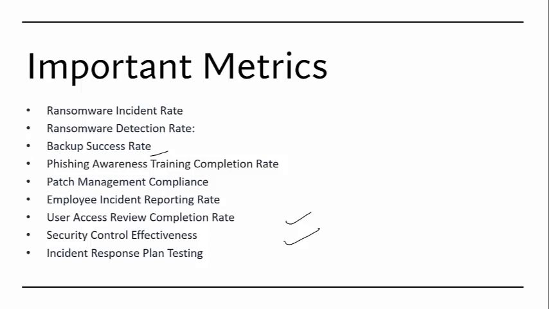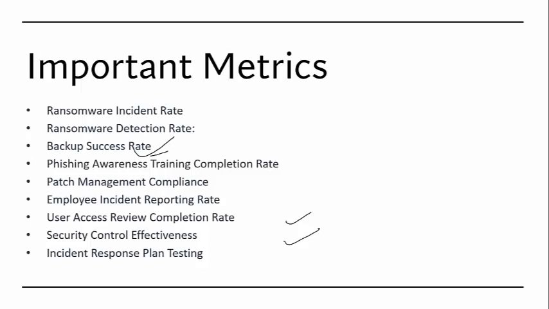Second is ransomware detection rate, which talks about the number of ransomware incidents detected proactively. That indicates the effectiveness of the detection controls, the ability to identify attacks at an early stage, and how to improve. The next important metric is called backup success rate. This is all about the percentage of successful backups, which reflects the reliability of the backup process and availability of up-to-date data for recovery purposes.